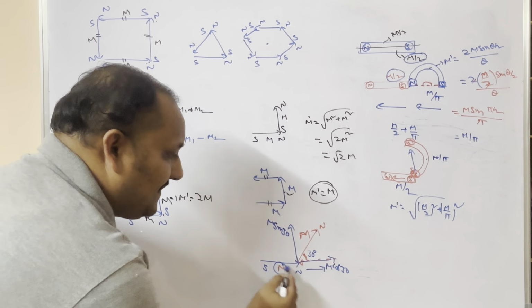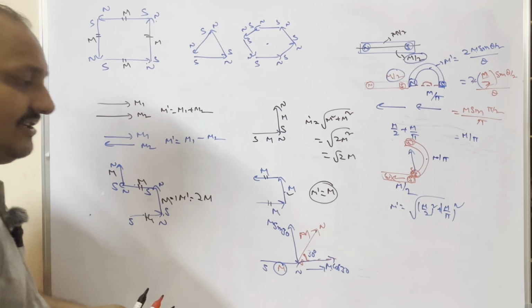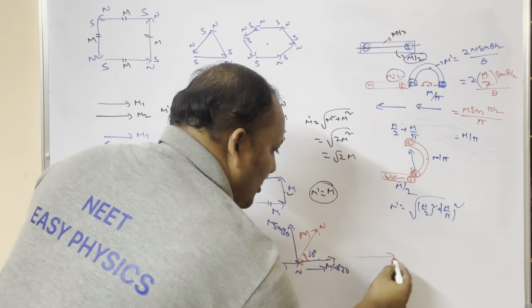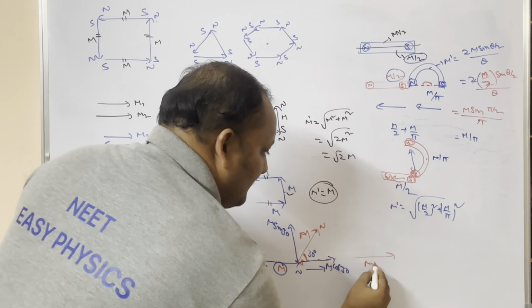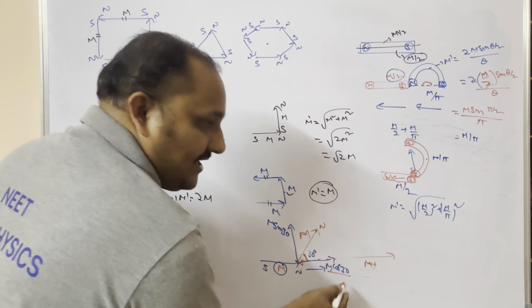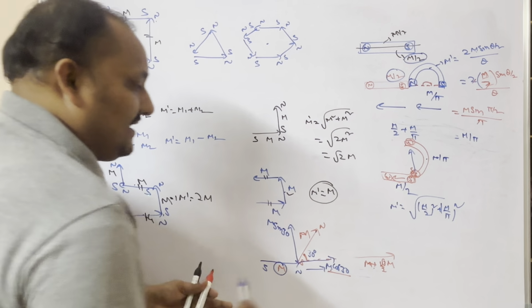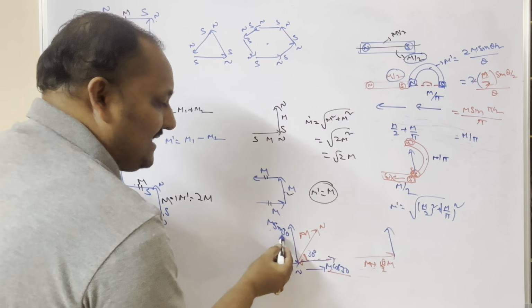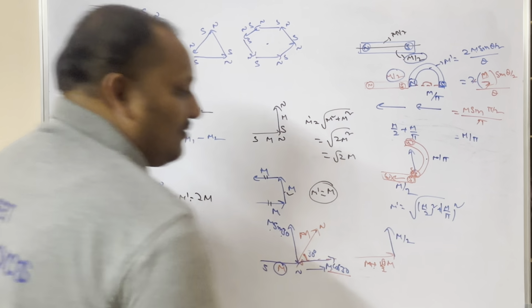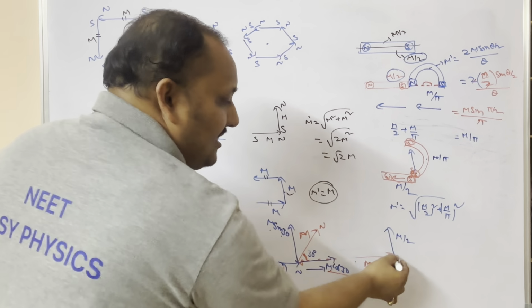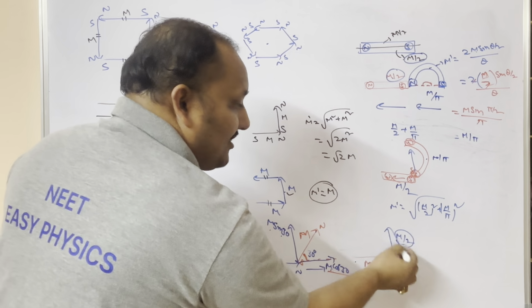Now this is M. This is how much? M cos 30. Along horizontal, M plus M cos 30. Cos 30 value is root 3 by 2, so M plus root 3 by 2 M. Next, this value M sin 30. Sin 30 value is 1 by 2, therefore M by 2. How are these two? Perpendicular. Again you have to find the resultant of these two.